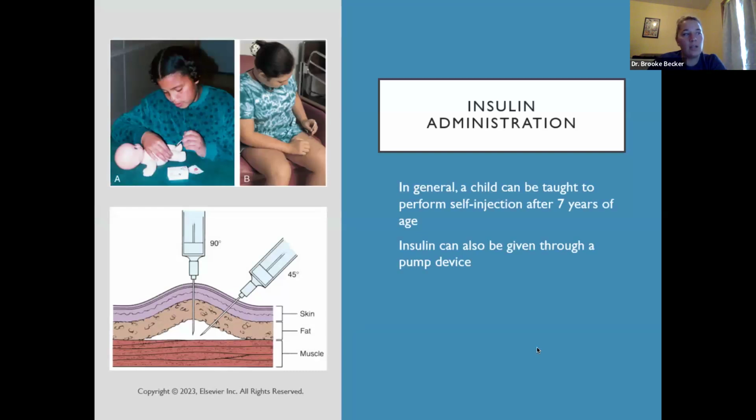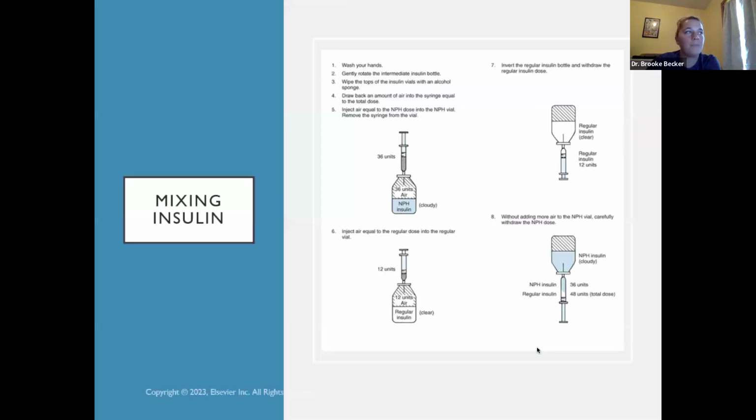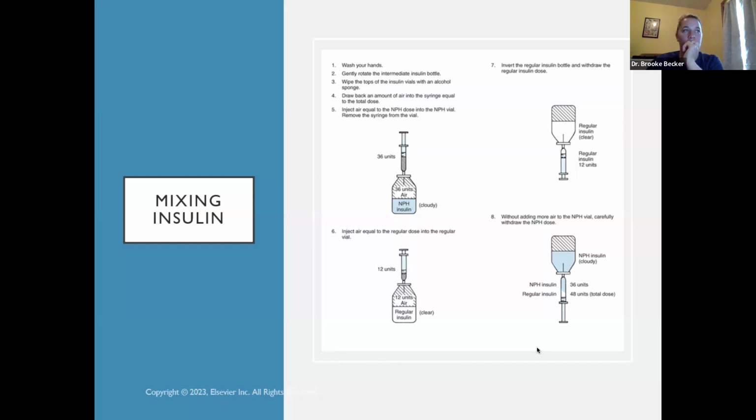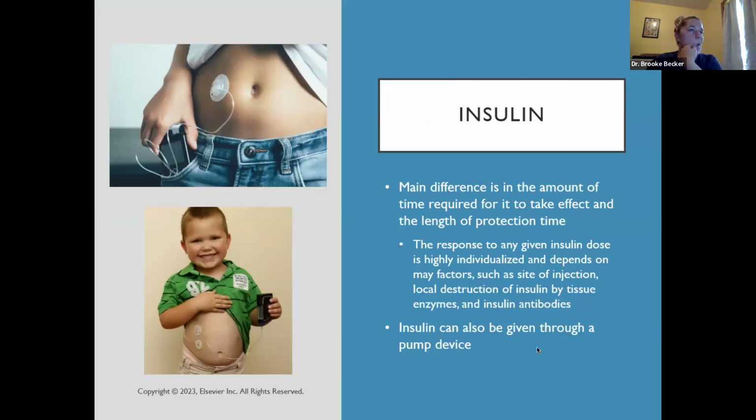Insulin administration. Obviously, it can be given through a pump as well. That's getting to be more common. And a child 7 or older can be taught to do their insulin themselves. And you're at a 90 or a 45 for injection. Mixing insulin, here are your steps, depending on if it's a cloudy or a clear insulin that you're giving. And then they have insulin pumps, like I said now.